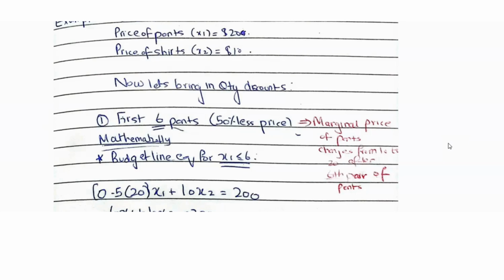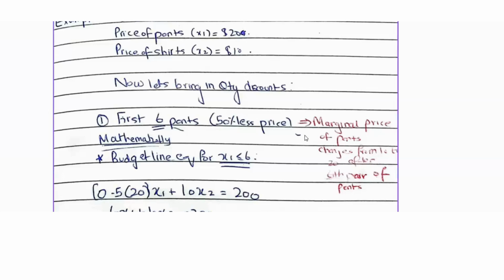Now, the quantity discount is that the first six pants you can buy at a price 50% less than the original price. So in this case, the marginal price of pants changes from 10 to 20 after the sixth pair of pants because the first six pants get a 50% discount. So the regular price is $20. So for the first six pants, you need to only pay $10.